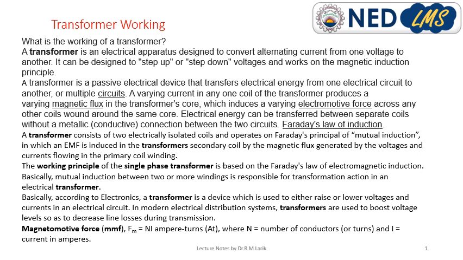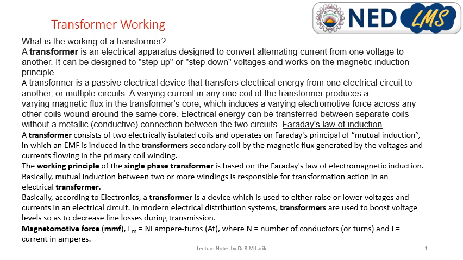So the transformer working principle is based on Faraday's law and mutual induction. Mutual induction means that two coils are isolated from each other. There's no physical contact, but the only connection is magnetic flux lines which link from one coil to the other coil. This is transformer action. In a transformer, we have two sides, the primary coil and the secondary coil. Supply is given to the primary side and voltage is induced in the secondary coil.